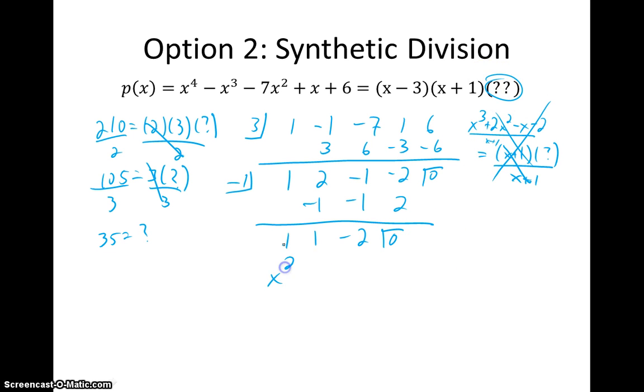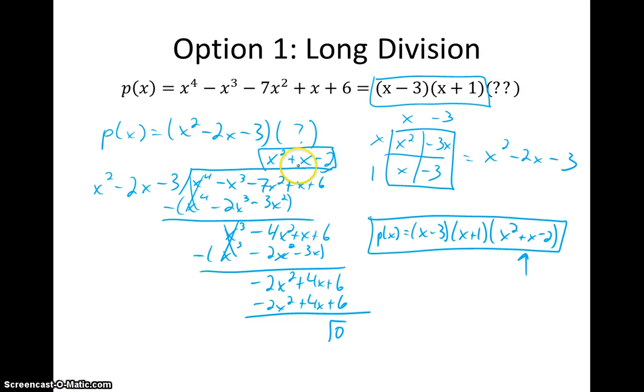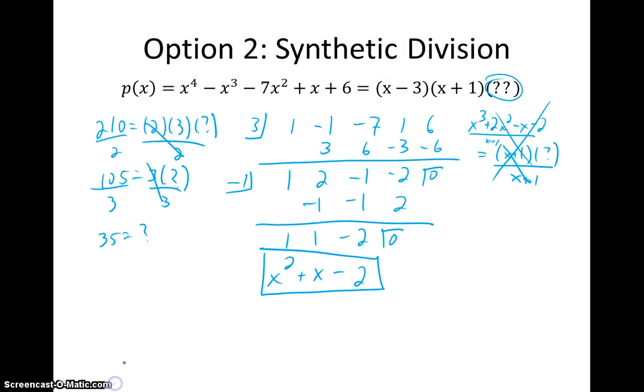So now I have my question mark. It's x squared. Remember, these are the coefficients. So 1x squared plus 1x minus 2, which hopefully is what we got with the long division. And it is. X squared plus x minus 2. It's exactly the same thing. So once again, I've shown that our polynomial p of x is equal to x minus 3 times x plus 1 times x squared plus x minus 2.